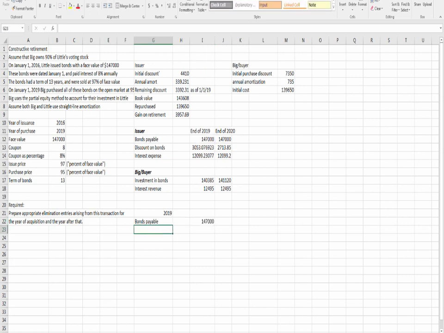We also have to eliminate, let's get rid of all the credit balance accounts first. So that's a credit balance, debit, debit, debit. Interest revenue is a credit, we have to eliminate that. We have to eliminate the 3 debit accounts also. So we're going to go ahead and credit discount on bonds. We're going to credit interest expense. And we're going to credit investment in bonds.